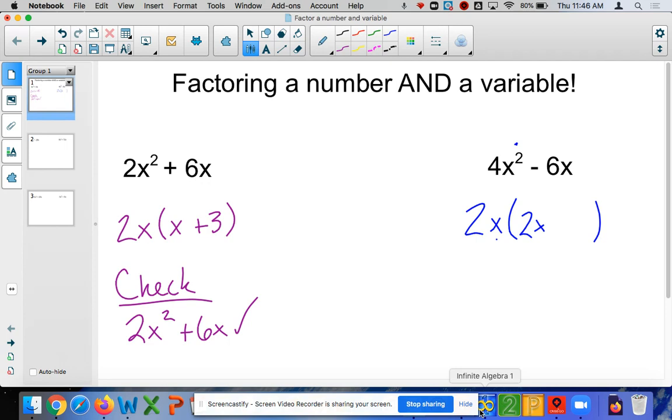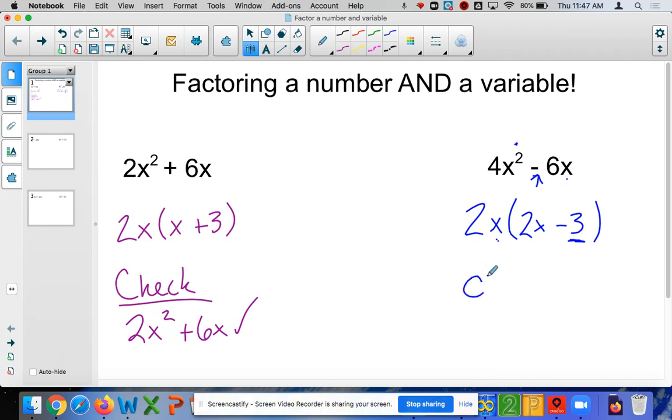Now we've got to ask ourselves, okay, 2x times what over here can get me that minus 6x? And that minus I need to pay attention to. 2 times what gets you negative 6? It's negative 3. Now we need to ask ourselves, do we need to add another x in there? The answer is no. I've only got one x here, and I've only got one x there. So I'm covered. We're all good.